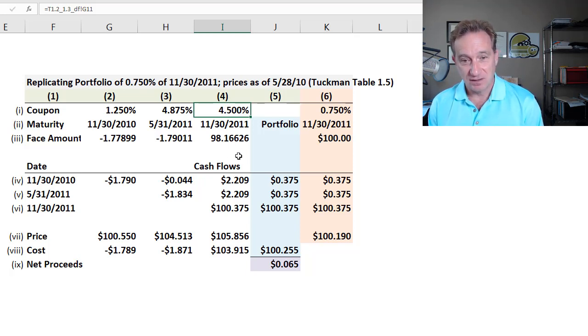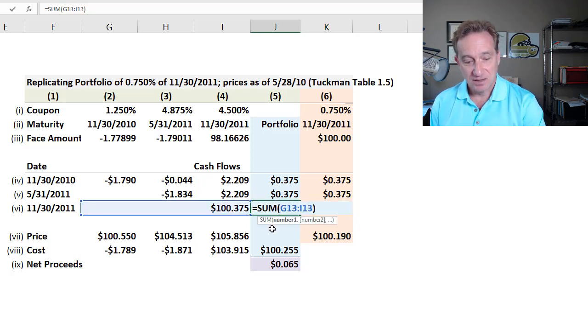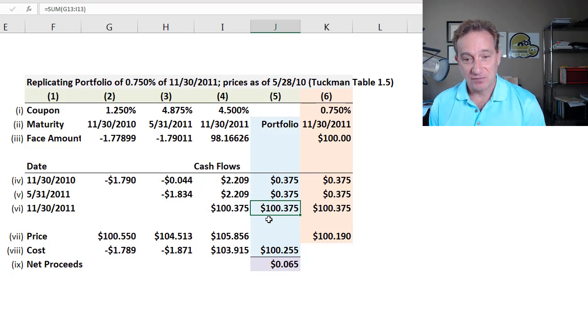So we start with that final cash flow, the 4.5% bond. And the question is, how much of this bond do we need to replicate or match exactly the cash flow on our bond that's trading cheap? That final cash flow on our bond that's trading cheap matures in 1.5 years. It's $100.375. So that's the cash flow we need from our replicating portfolio. The replicating portfolio contains three bonds: 6 month, 1 year, 1.5 year. We start with the 1.5 year because this is the only bond in the replicating portfolio that will deliver a cash flow in 1.5 years.